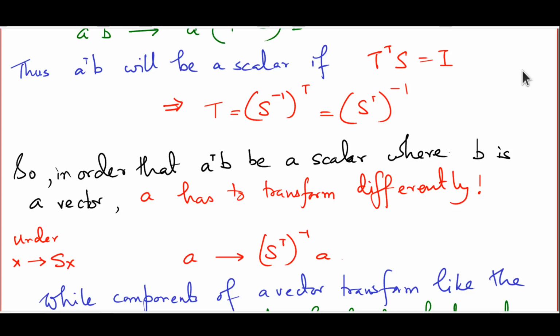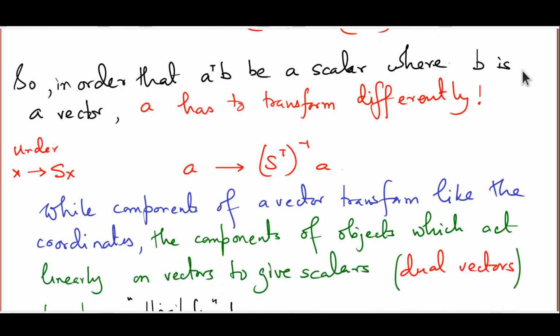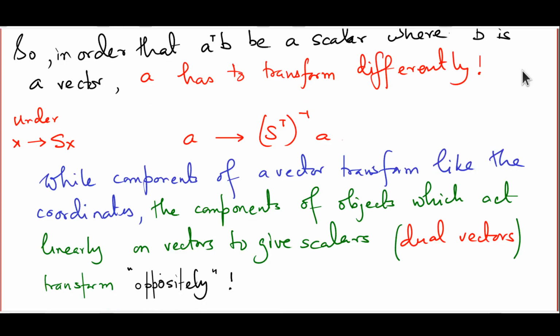So while components of a vector transform like the coordinates, the components of objects which act linearly on vectors to give scalars actually transform oppositely, so to speak, because there's an inverse involved. You have studied in linear algebra, you would know that such objects which map vectors to scalars are actually called dual vectors. So this is really not the inner product or scalar product of two vectors, it is the action of a dual vector on an original vector which gives you a scalar. And the dual vectors have to transform in this manner.